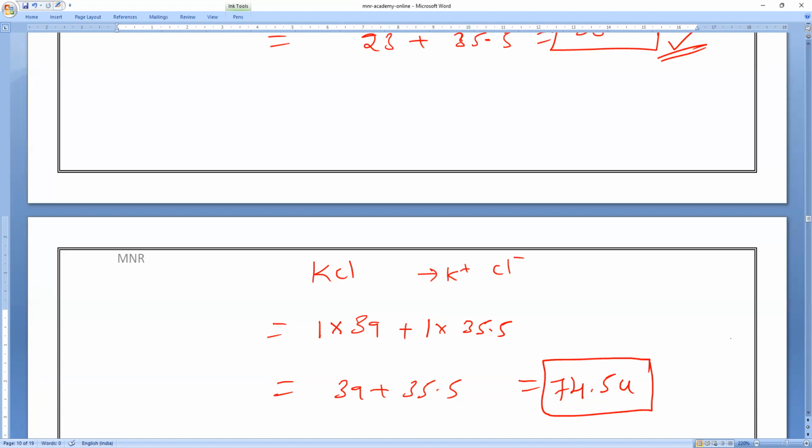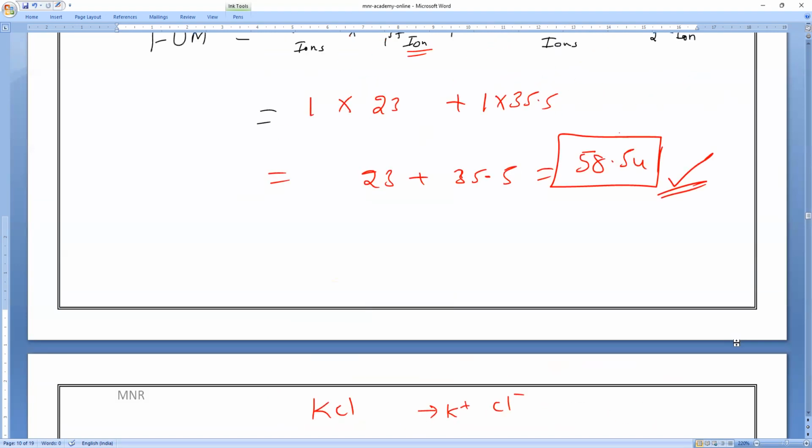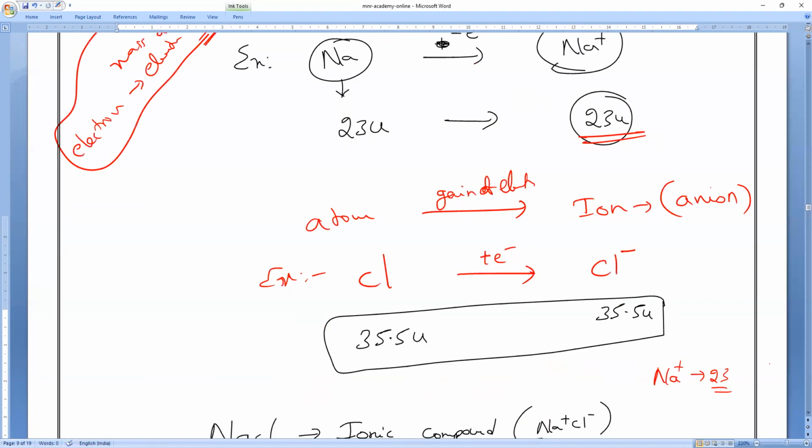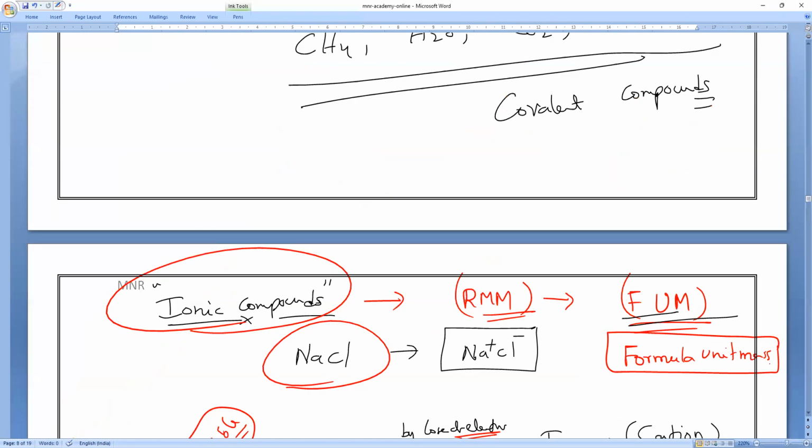Anybody having any doubt, you can ask. Understand? So ionic compounds, we also call them what? Electrovalent compounds. Note it down: electrovalent compounds.